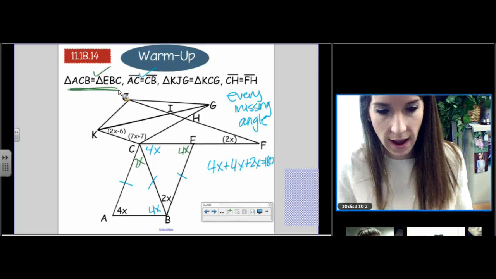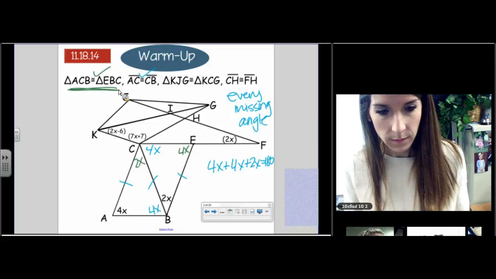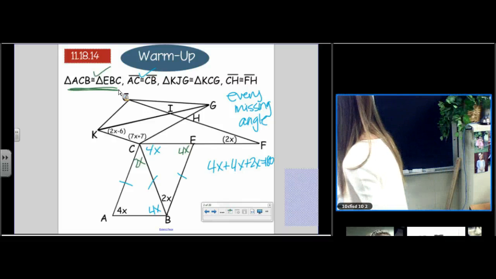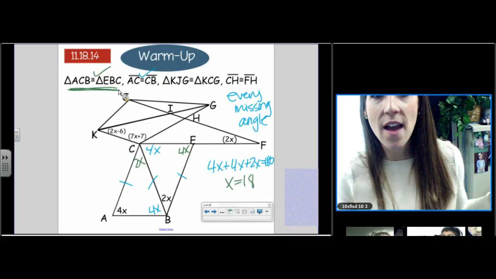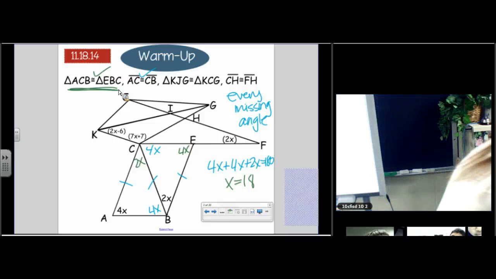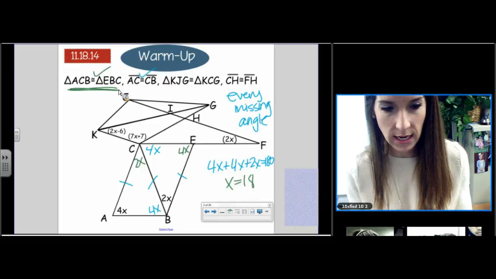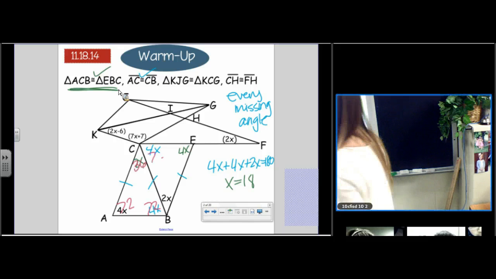So, Graham, what'd you get for x? Okay, so x equals 18. The cool thing about this is once we know x, we can plug it in everywhere that we see x. Literally everywhere that we see x. So 4 times 18 is 72. So 72, 72, 36, 72, 72, 36.